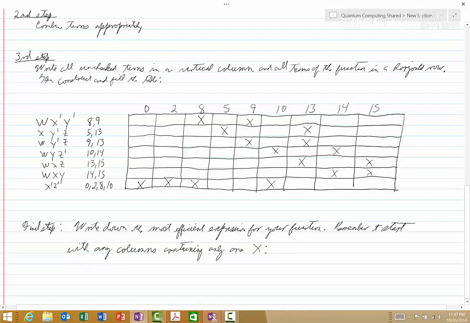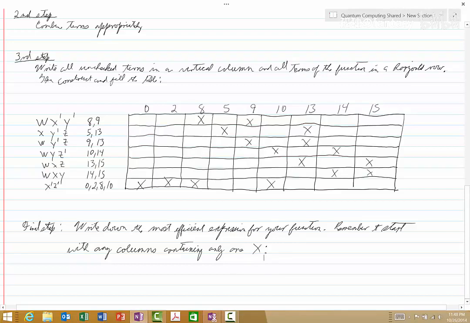Well, the idea here is that our original function had these terms in it: 0, 2, 8, 5, 9, 10, 13, 14, and 15. So our final expression must also contain all of those numbers. But we can do that by picking from these terms. And we want to do it in a way that is as efficient as possible.